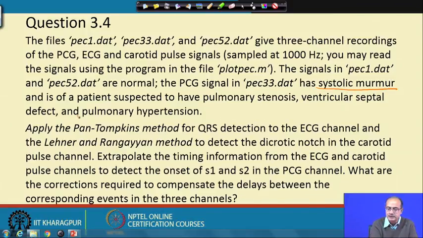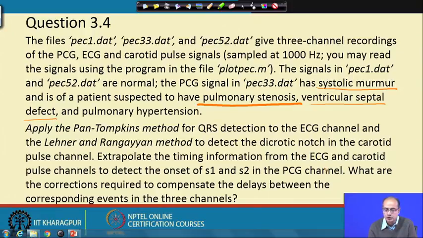Systolic murmur means there is a sound of the heart, or murmur, that is found in the PCG signal, and the patient is suspected of having pulmonary stenosis, that means narrowing of the artery leading from the right ventricle to the lung, and ventricular septal defect, that means there is some opening in the layer which is separating the left and the right ventricle. So, there is some hole in that.